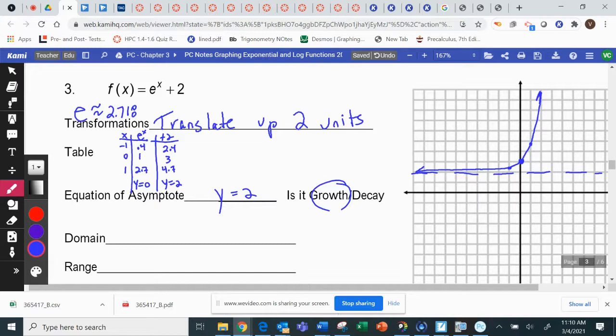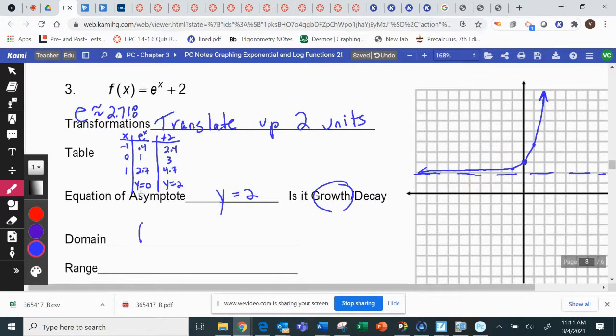Okay, the domain, I don't know if you guys are noticing, all of these exponential ones are going to have the same domain every single time. If you didn't notice that, well, I just gave away a secret. Our range, though, isn't always the same. So what's our range going to be for this one? Lydia, can you help me with the range? Yep, that is correct. You're going to start with that asymptote.